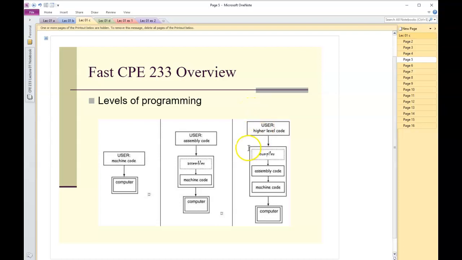You've programmed before, hopefully, and you've probably done it at a high level. This is your high-level programming mode, where you would write some code and send it off to the compiler. The compiler would generate assembly code. The assembly code would be translated to machine code, and your computer would run. But this box here is essentially a piece of software that magically takes the text you wrote, churns it around, and makes your computer run.